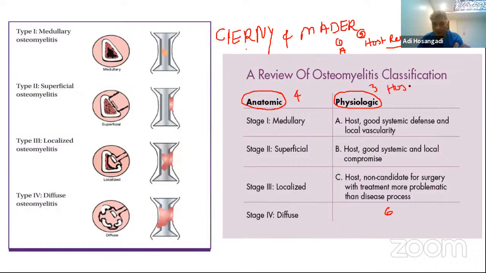Host response. Okay. ABC, simple. Good host response. Systemic is good, but local compromise. Host not a candidate for surgery, where the treatment can become more problematic. If there is compromised host response, he is not a good candidate for surgery.